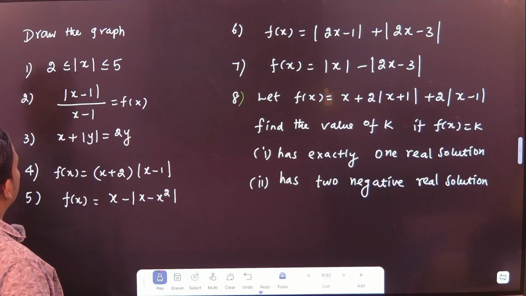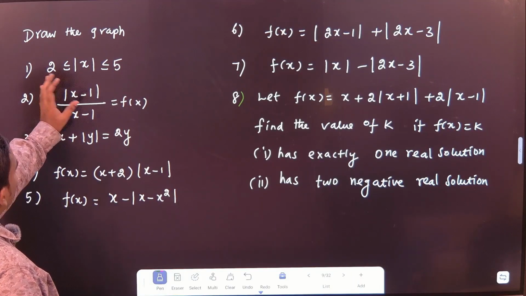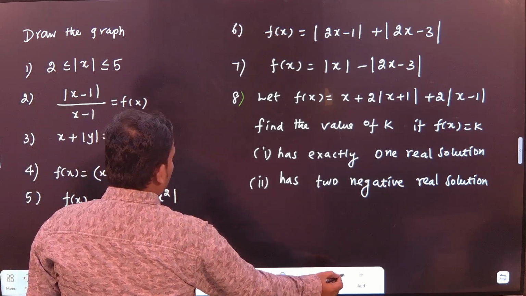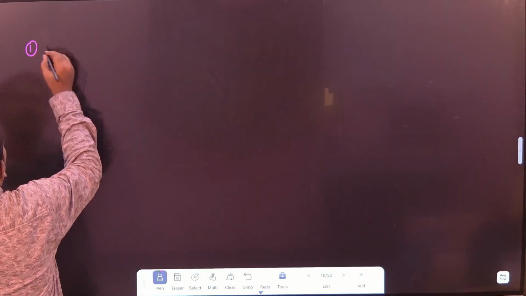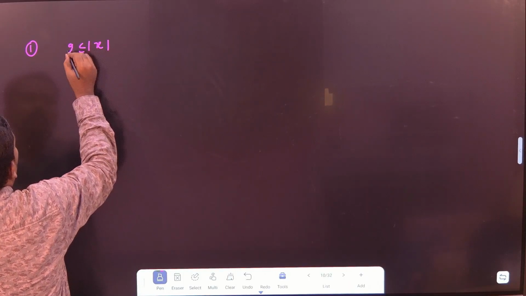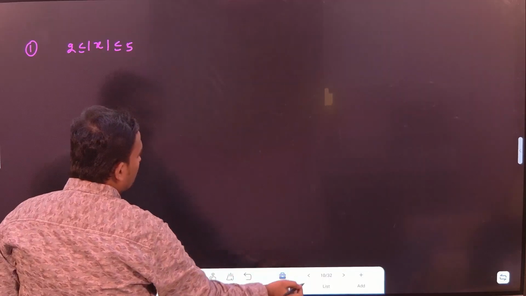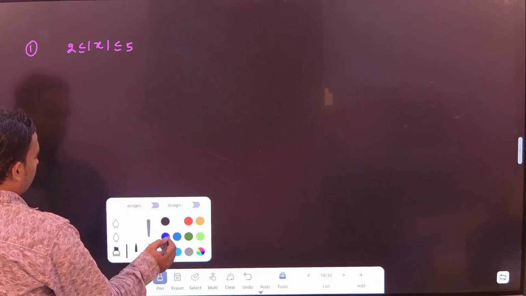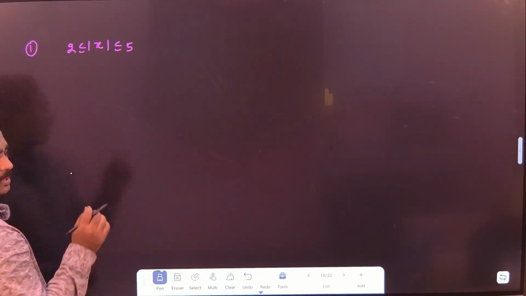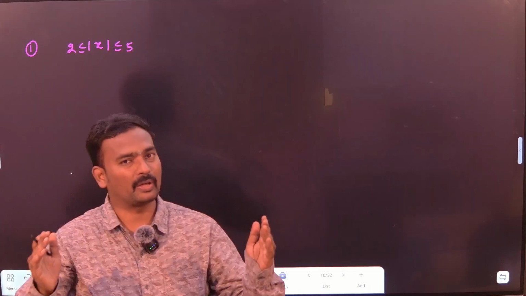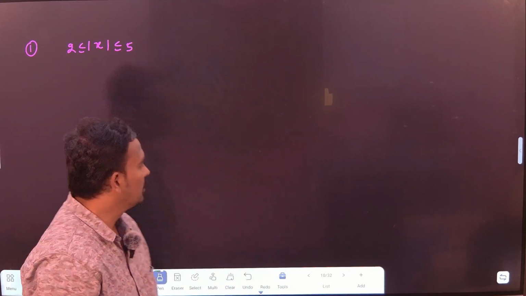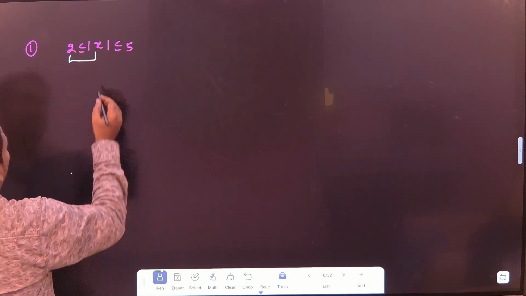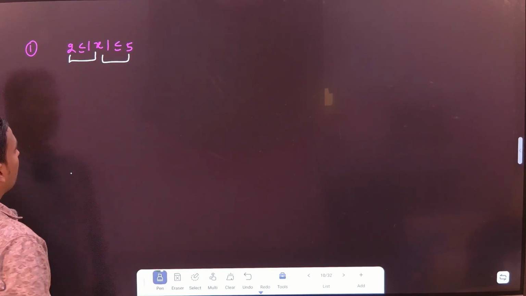Draw the graph of this: mod x is from 2 to 5. Let us take this one. The first one you can see, mod x is from 2 to 5. How to solve this one quickly? Whenever mod x is from one number to another number, you have to break the interval, right? How to break it? So mod x is more than or equal to 2 and mod x is less than or equal to 5. You can break this one.